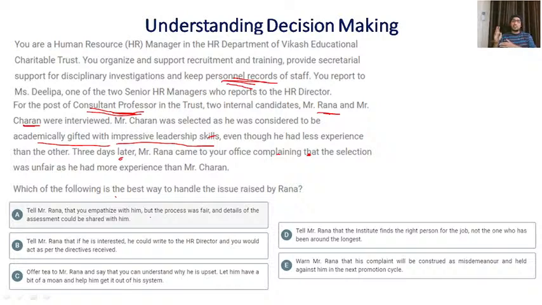First of all, use the elimination method before choosing the more correct option. Second option is to tell Mr. Rana that if he's interested, he could write to the HR director and he would act as per the director's direction. So here what I'm essentially doing is telling this guy, if you do not agree with my decision, you can report to my higher authority. And then whatever that guy says, I would do as per him.